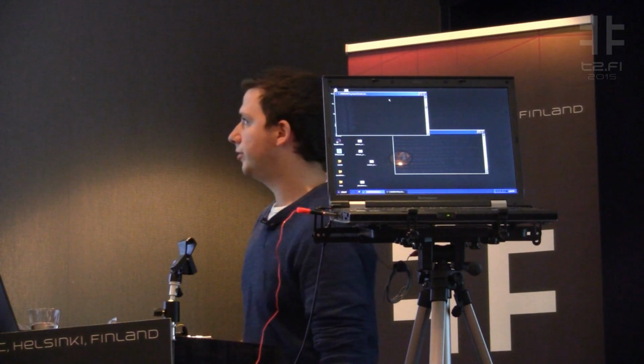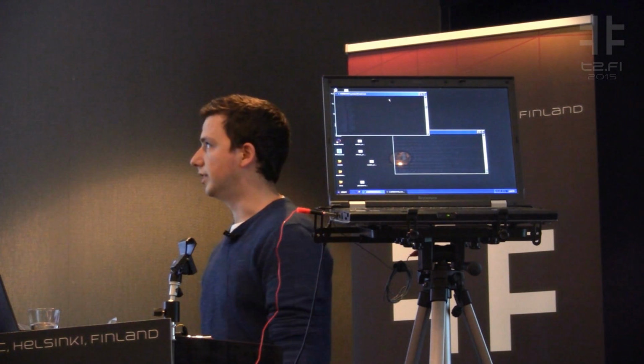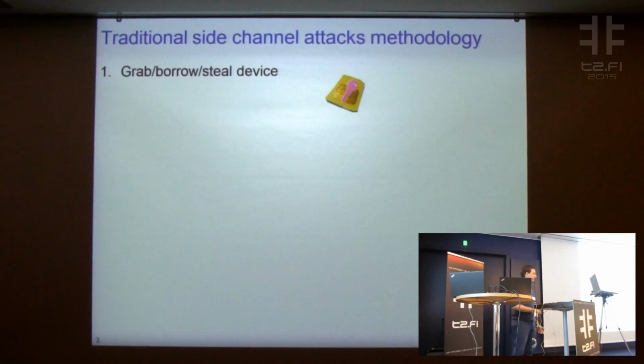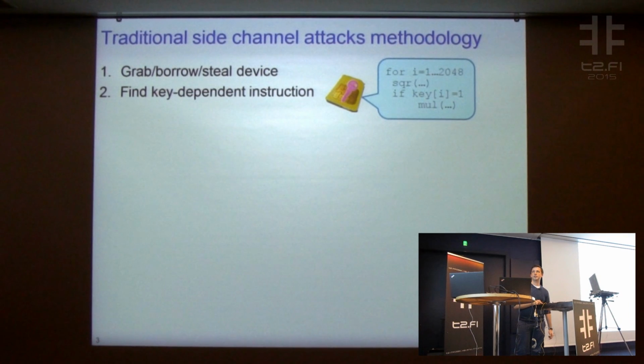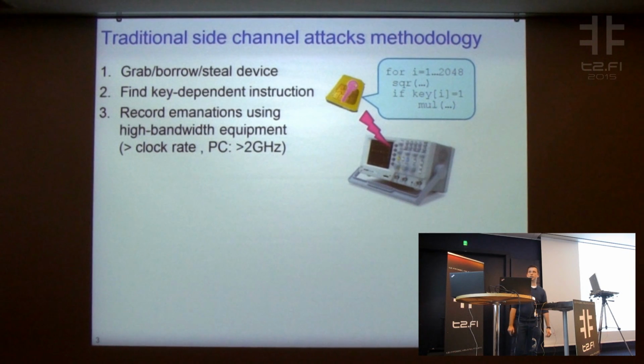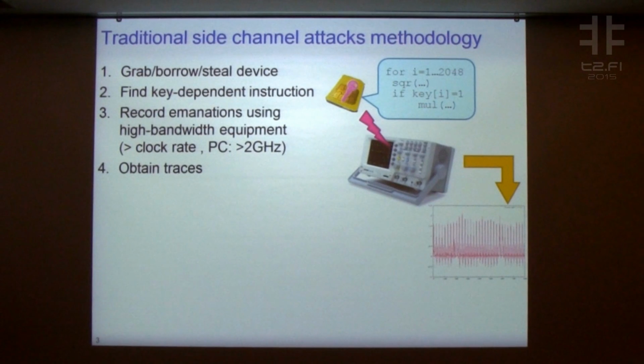So let me start by going over the traditional methodology for mounting side-channel attacks. The first step is to grab, borrow, or steal the device. We need to get our hands on the device itself. Then we analyze the device's code in order to find some side-channel vulnerability. For example, here, this device first executes a squaring operation, and then only if the key bit is 1, it does multiplication. The next step is to record the emanation using some high bandwidth equipment and obtain some traces.